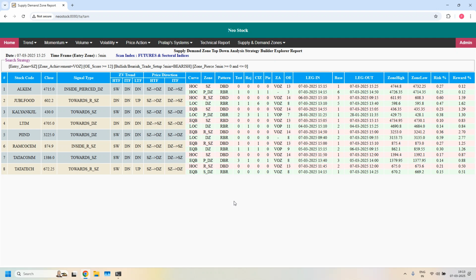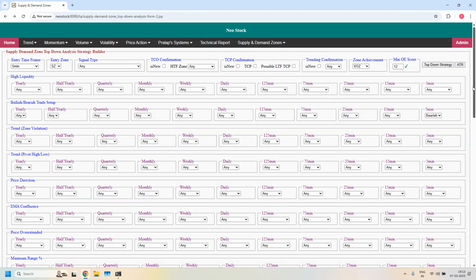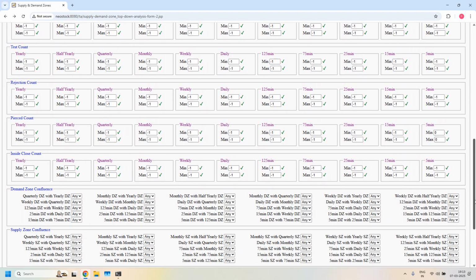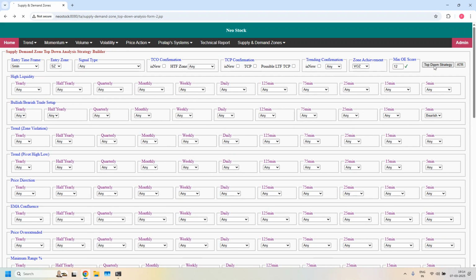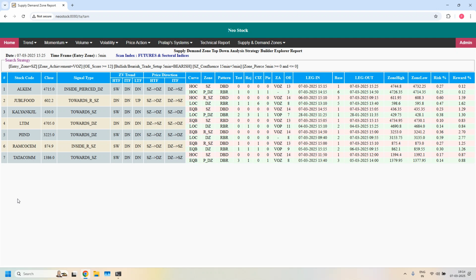First filter is LTF and ITF supply zone confluence. That is 5 minutes and 15 minutes supply zone confluence. I am enabling that filter. With this filter, out of 8 stocks, we got 7 stocks. In these 7 stocks, these 5 minute supply zones are overlapped with 15 minute supply zones. And 15 minutes trend is down in all these stocks, ITF trend.